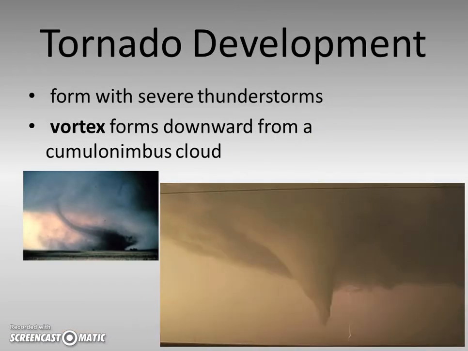And like I just mentioned, they develop with thunderstorms. And these have to be severe thunderstorms, so very bad thunderstorms. And that vortex starts to spiral downward from a cumulonimbus cloud. So keep in mind the type of cloud that these form from. We talked about clouds in Chapter 20.